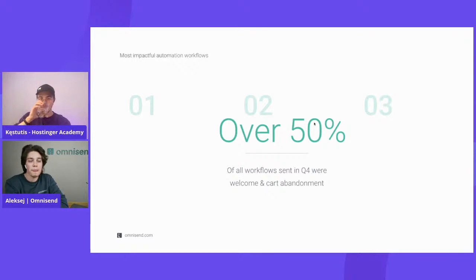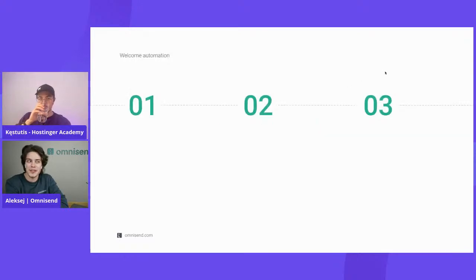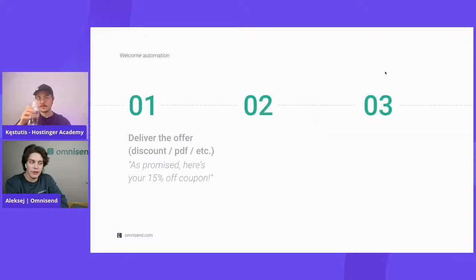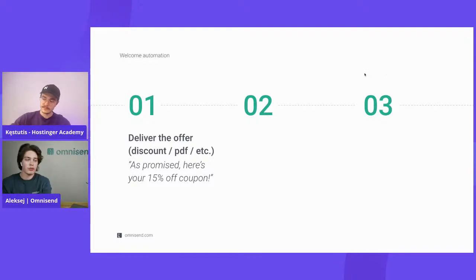And once again, there are 3 steps for each of these workflows. For the welcome automation, the reason there are 3 steps is because 3 emails is the recommended number of emails inside each of these workflows. Data shows that 1 to 2 emails is not quite enough. 3 emails is the perfect number for a welcome and for an abandoned cart automation.